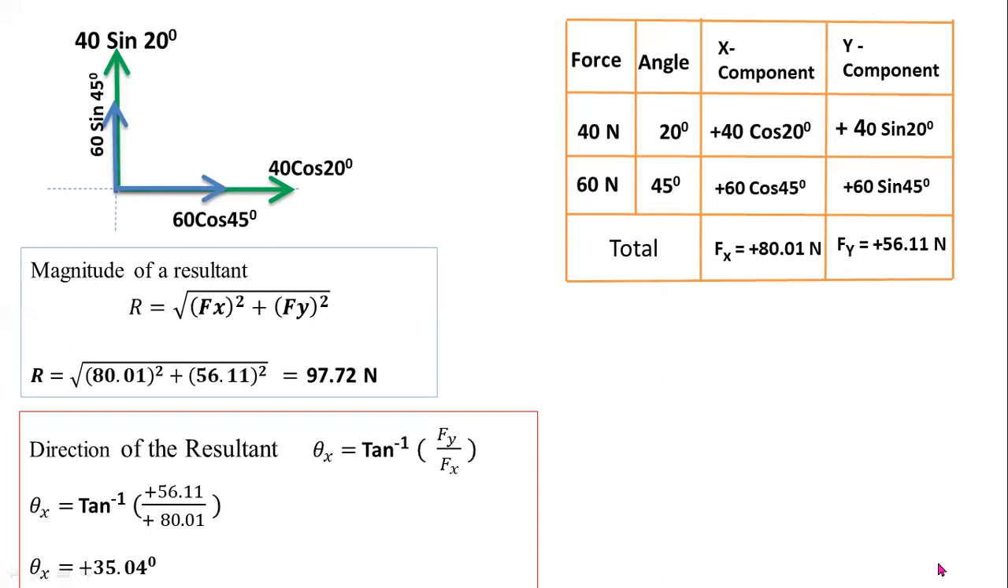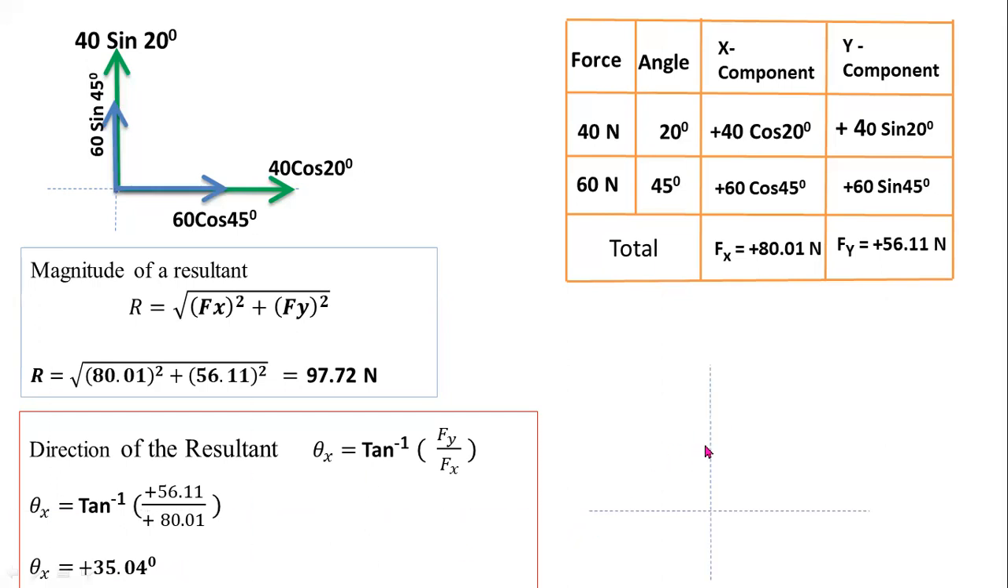So for determining the direction of the resultant, we already know the formula. That is theta equals tan inverse of summation Fy by Fx. Here, tan inverse of Fy equal to 56.11, Fx equal to 80.01. Here theta x, that is the angle or direction of the resultant, equals 35.04 degrees.